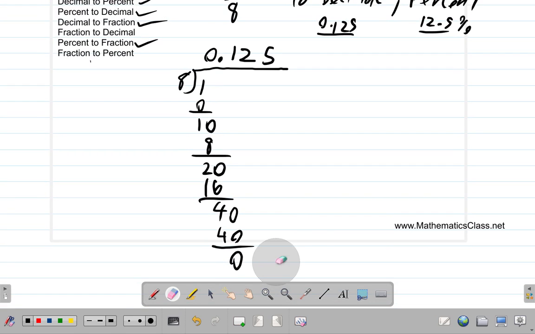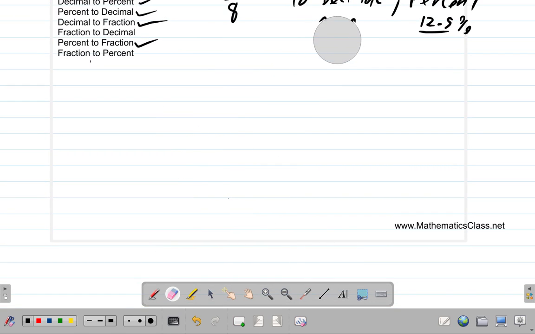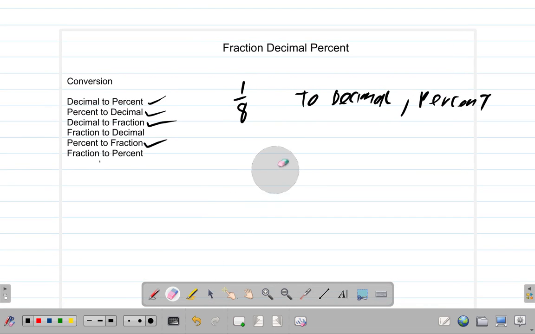Let's try another example. Suppose you have 6/11, and you want to convert that to decimal and percent. We use long division. You have 6 and 11. You may want to pause the video and try that one now. Try that one for me.